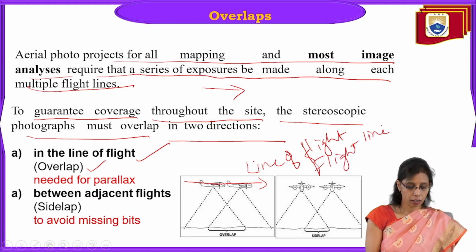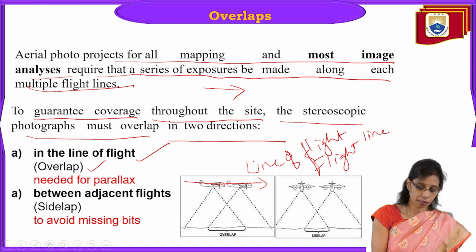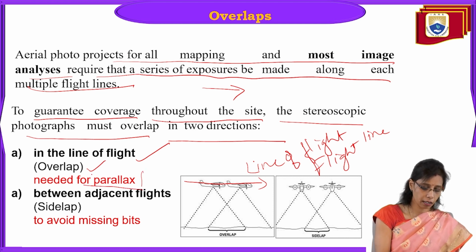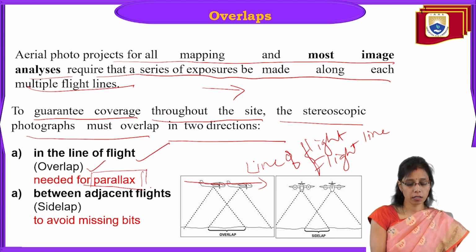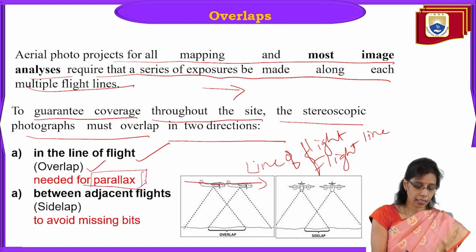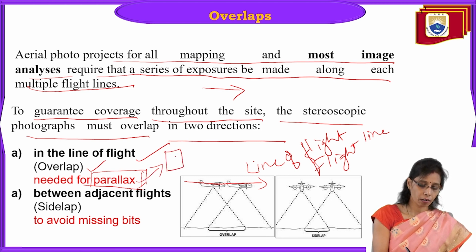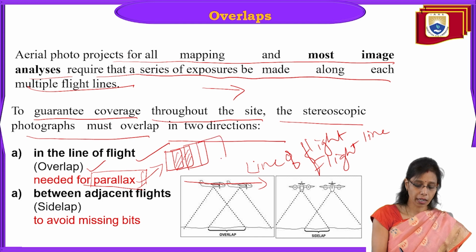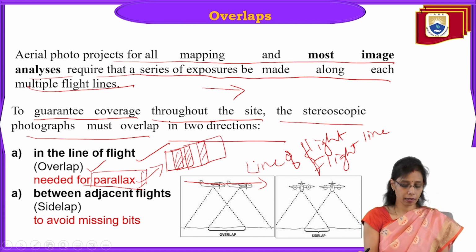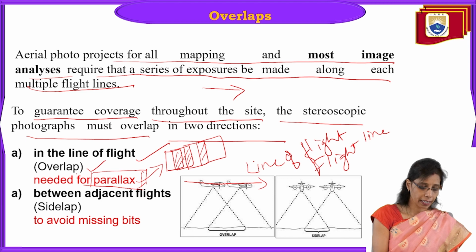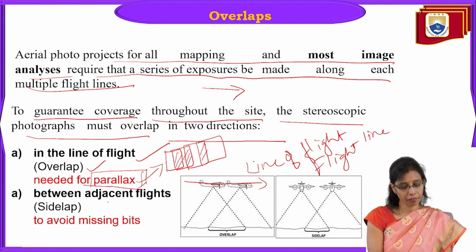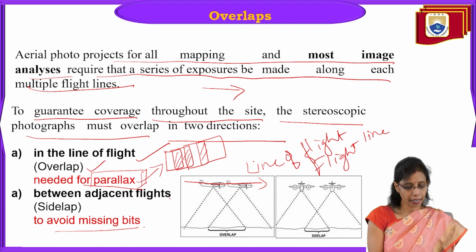For this flight line we need the overlapping photos for parallax. Parallax I'll explain in the coming topics, as it is a different topic again. But just understand one thing: to get a parallax, we have to take photos as a pair of overlapping photos, right? So in the flight line direction we need overlap for parallax, and then between adjacent flights to avoid missing bits.